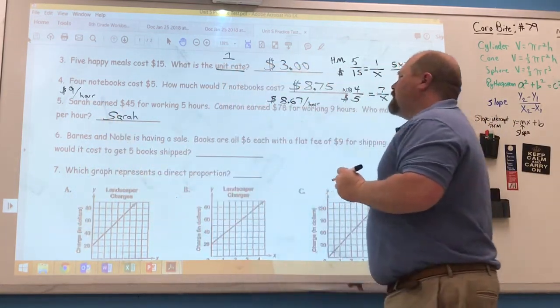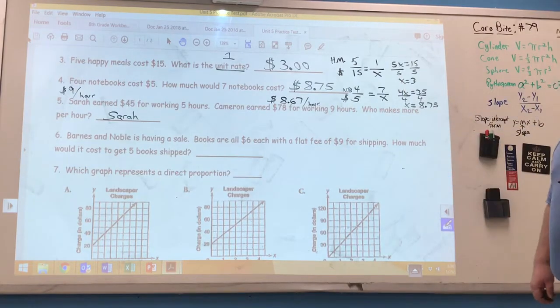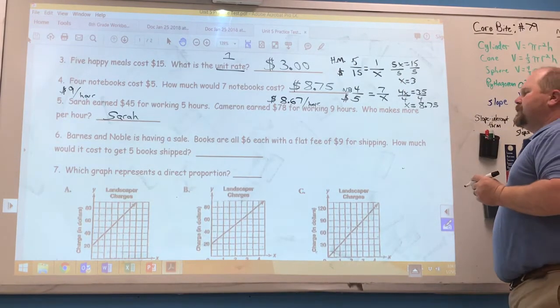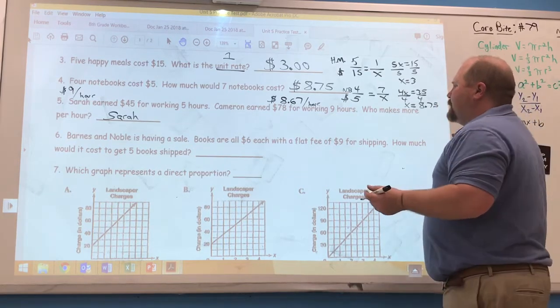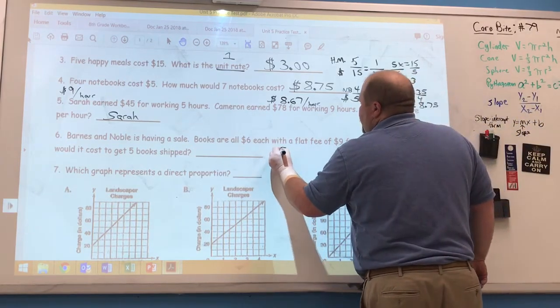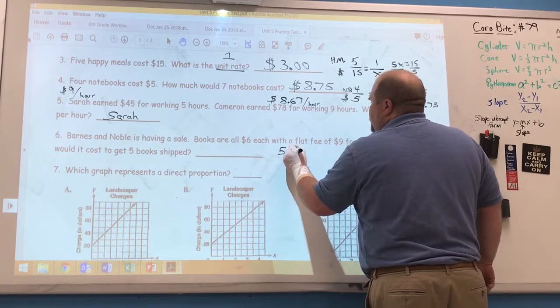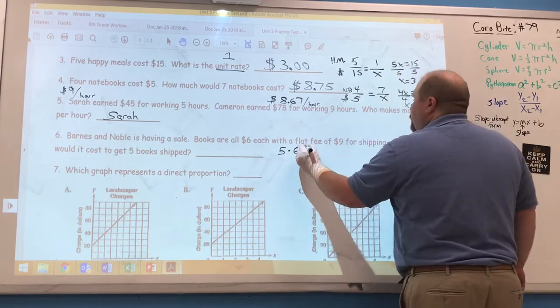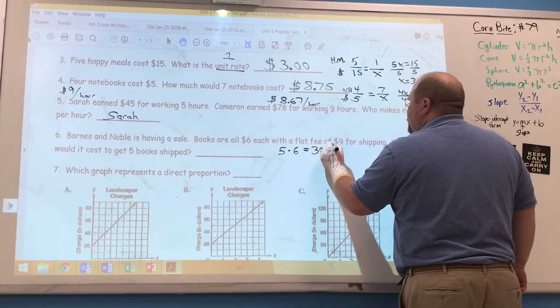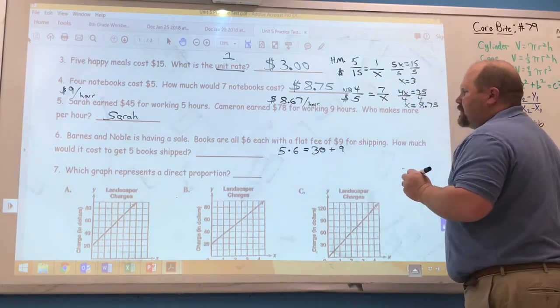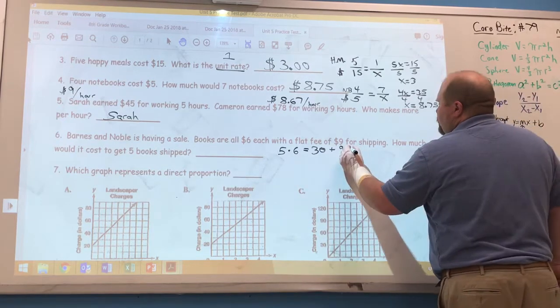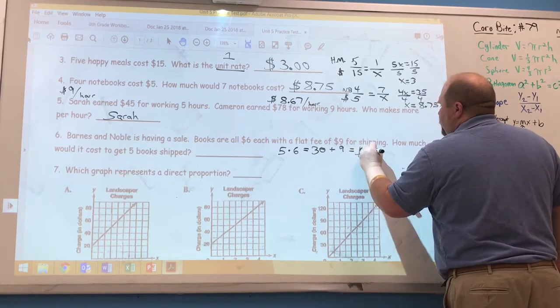All right, 6. Barnes & Noble is having a sale. Books are $6 each with a flat fee of $9 for shipping. How much would it cost to get 5 books shipped? So you got your 5 books times $6 a piece. That would make $30 for the books. And then you add in the $9 for shipping. It's a flat fee, so it doesn't matter how many books you buy. It's going to be $9 for shipping for a grand total of $39.